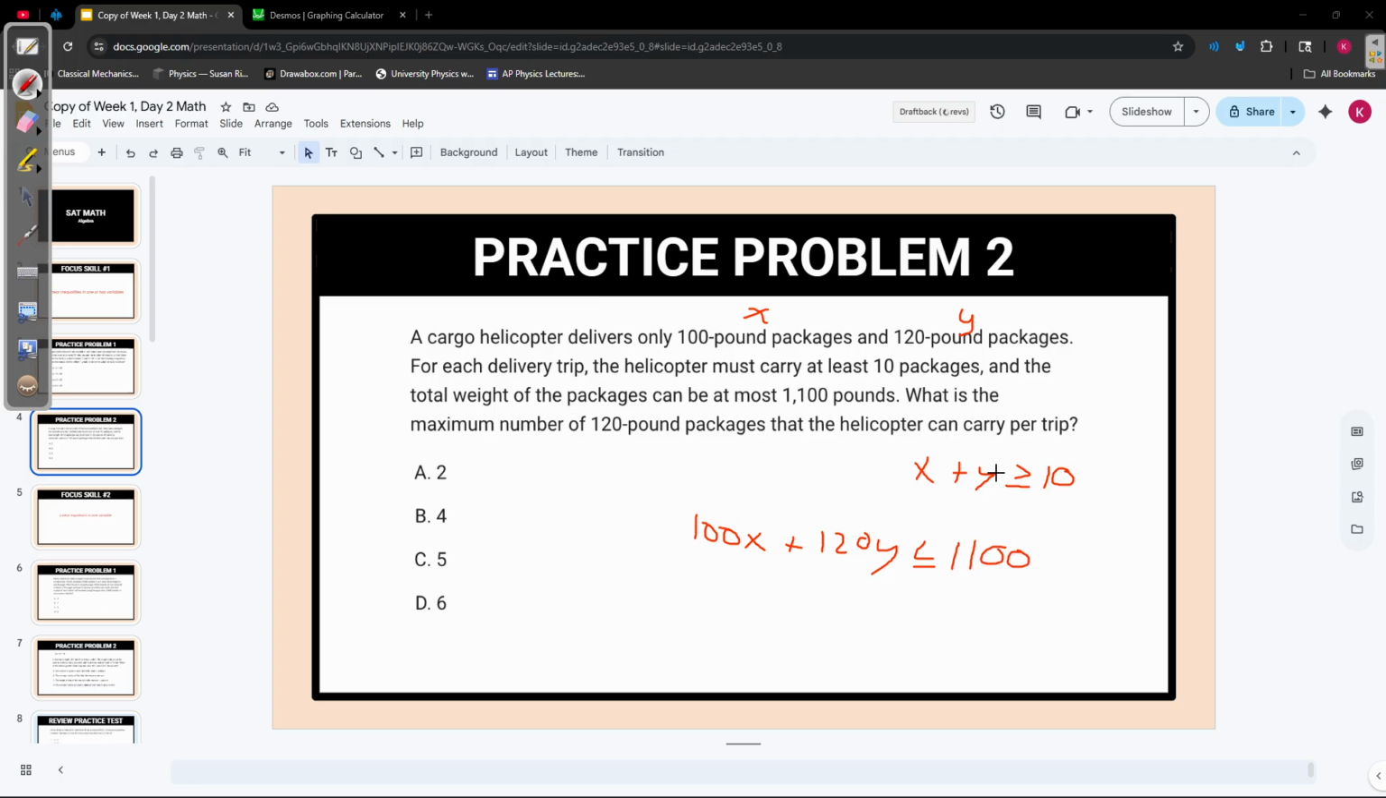Now, a way to do this would be just to try the answer choices, right? So for A, for example, it's saying that y equals 2, and if y equals 2, then x has to at least equal 8.